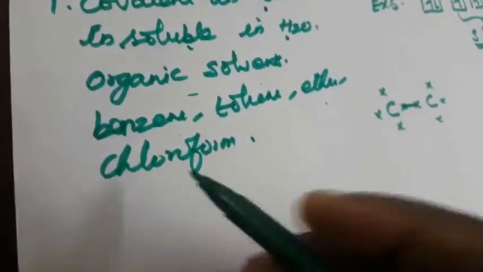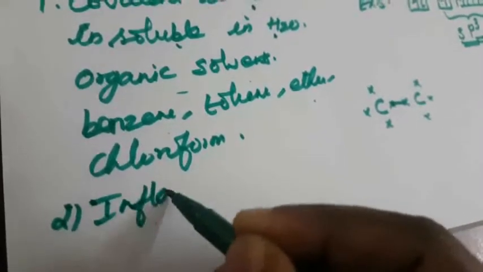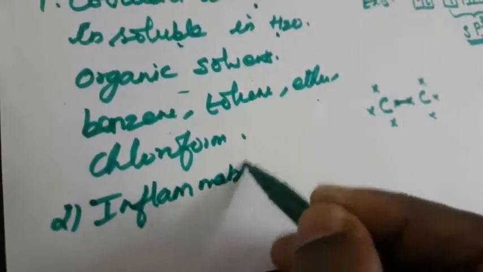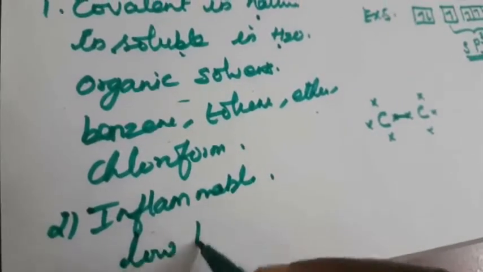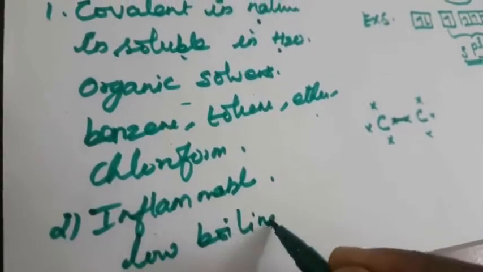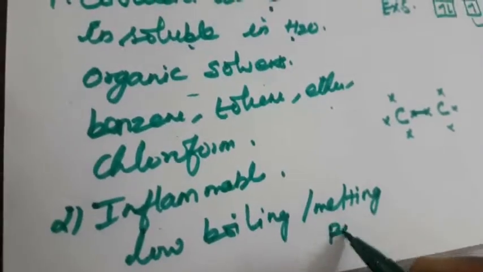Another one is that it is inflammable. All organic compounds are inflammable. Again, they possess low boiling and melting points. Low boiling and melting points. So this is another one.